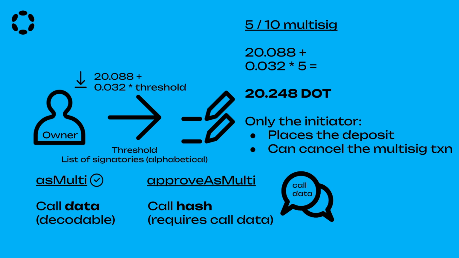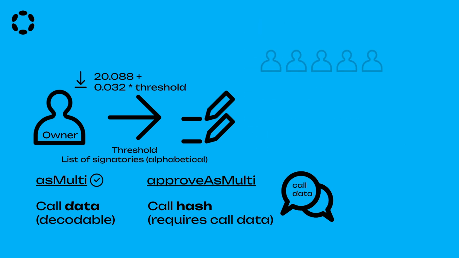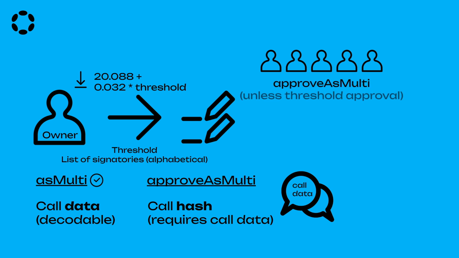Once a multisig transaction has been initiated, the other signatories may then approve the transaction if they believe it's reasonable. While an approval can be done with either asMulti or approve asMulti, the best practice is to use approve asMulti, unless a signatory is the threshold signature. More on that in a bit. The reason for this is because a transaction's call hash is always the same length, whereas a transaction's call data depends on the size of the transaction, which can be quite large sometimes.